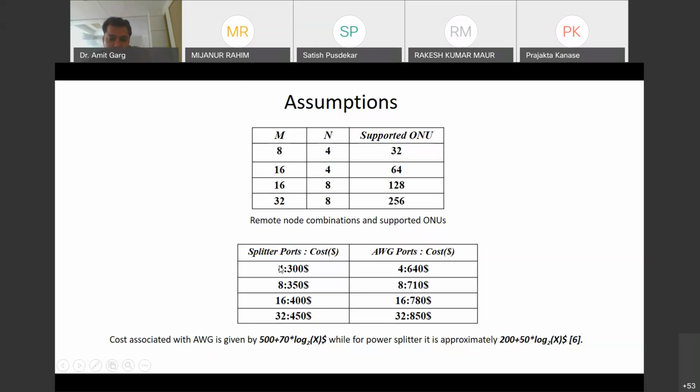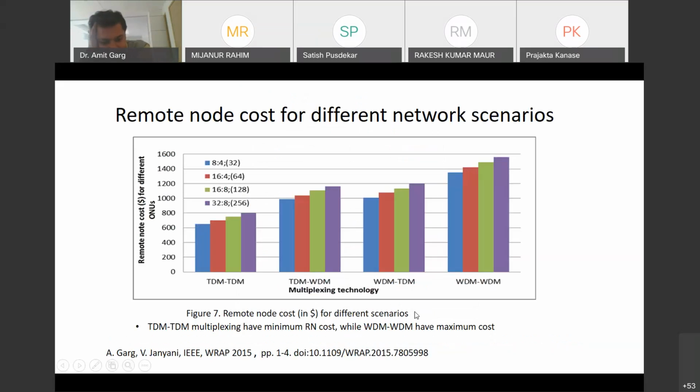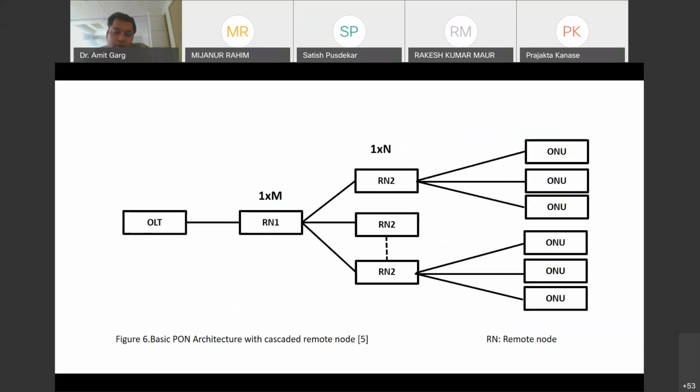So for a 4-port splitter, the cost is $300. You can calculate from here. And similarly for 8, 16 and 32, the cost is given by this. And for AWG, it is somewhat higher. Okay, so suppose we are employing a power splitter at both the remote nodes, so at remote node 1 and at remote node 2.